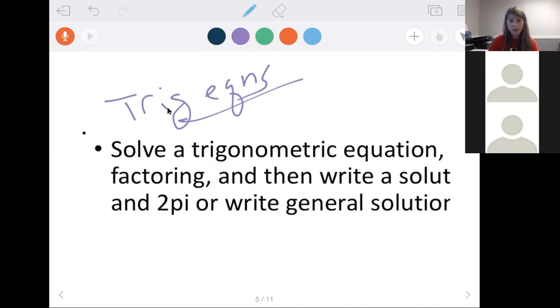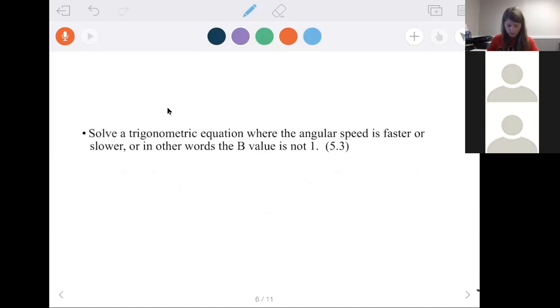Now, all the questions I got for the trig equations were ones involving double angles. So I'm going to go ahead and go on to our next objective. Notice this one. Again, I'm not sure what happened with my fonts here, but solve a trig equation where the angular speed is faster or slower than just your base. In other words, where the b value is not 1. So where we have something like sine of 2x or cosine of 2x.